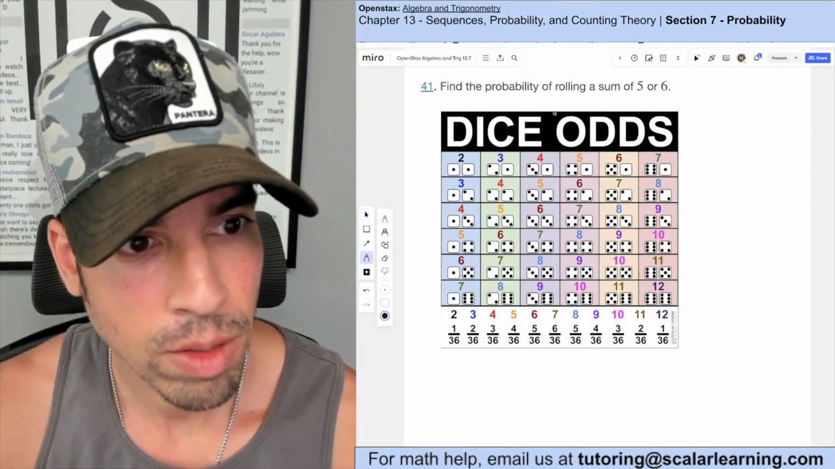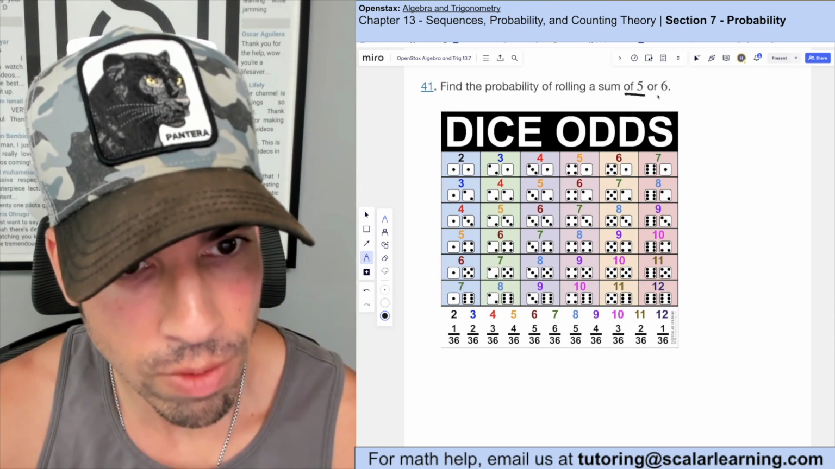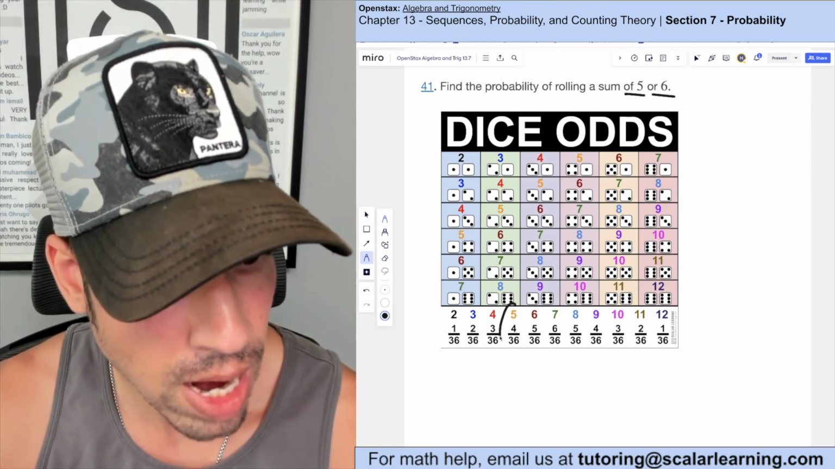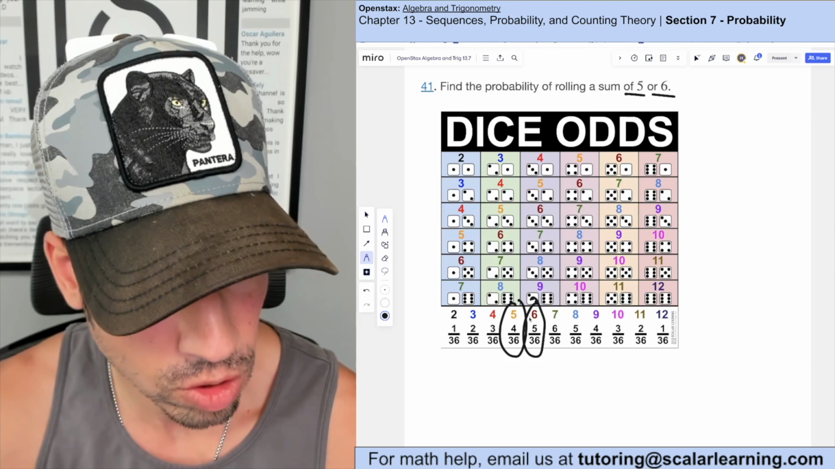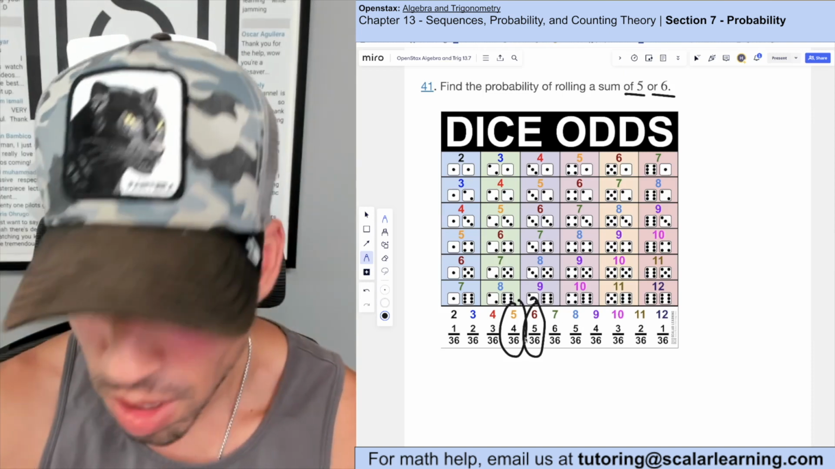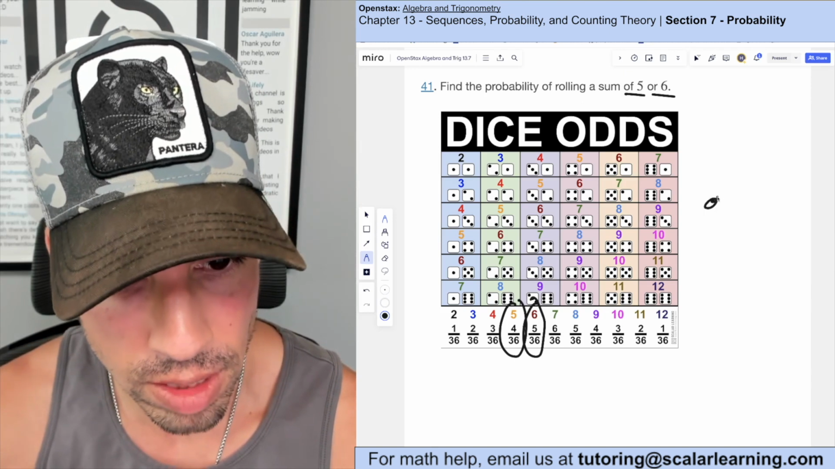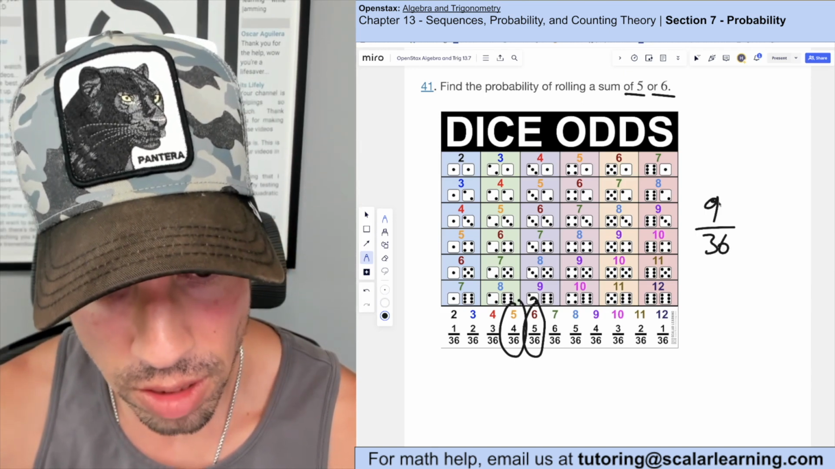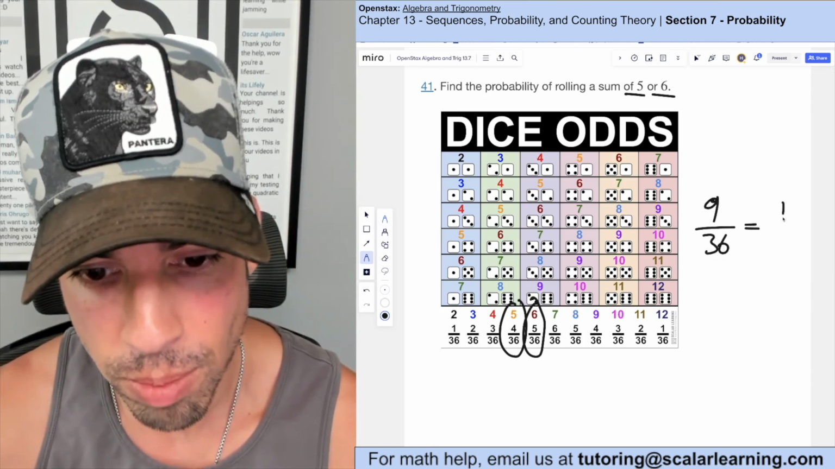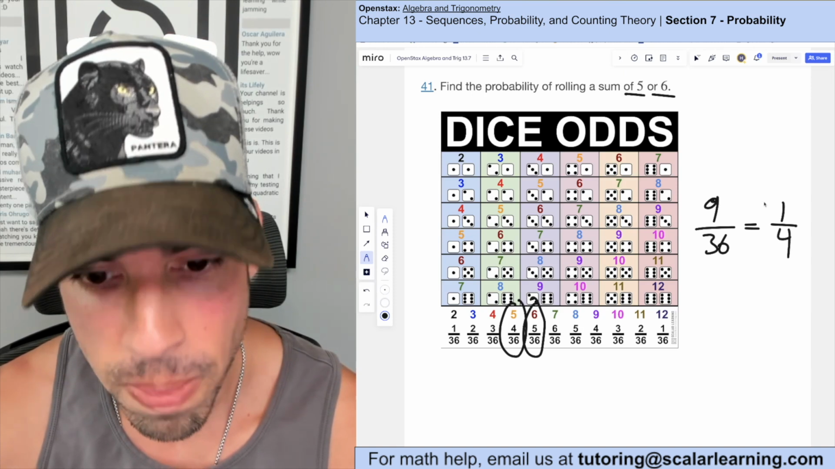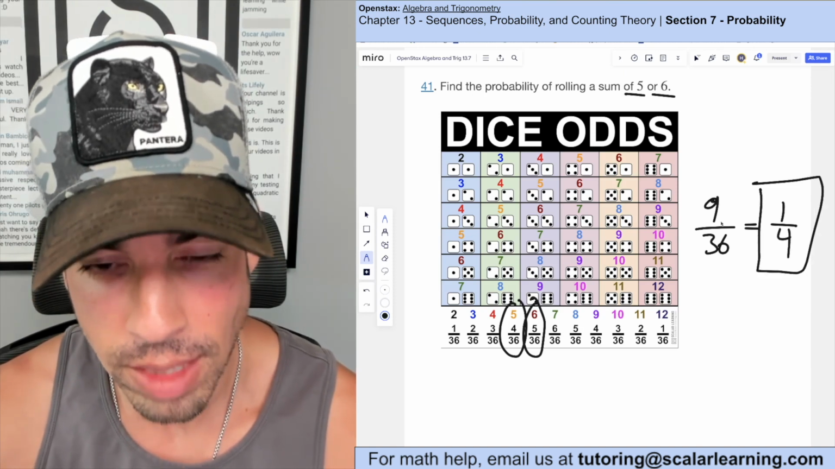Done. Find the probability of rolling a sum of 5 or 6. So again, 5 is right here, 6 is right here. Those are the two corresponding probabilities. And when we see that word or, we're adding them together. So 4 plus 5 is 9 out of 36. Divide top and bottom by 9, and we get a probability of 1 out of 4. So the chance is 1 out of 4. That's how you do it.